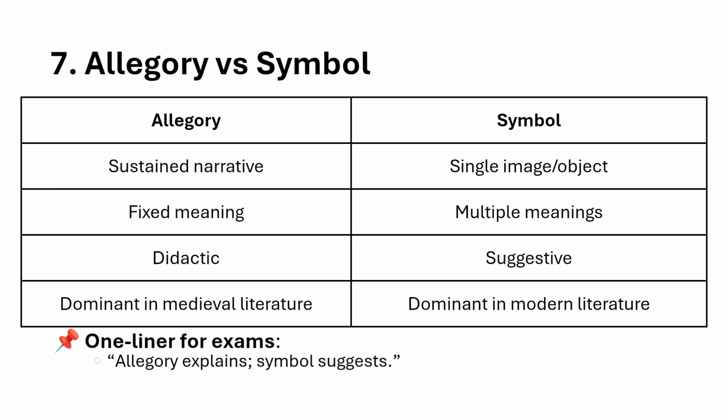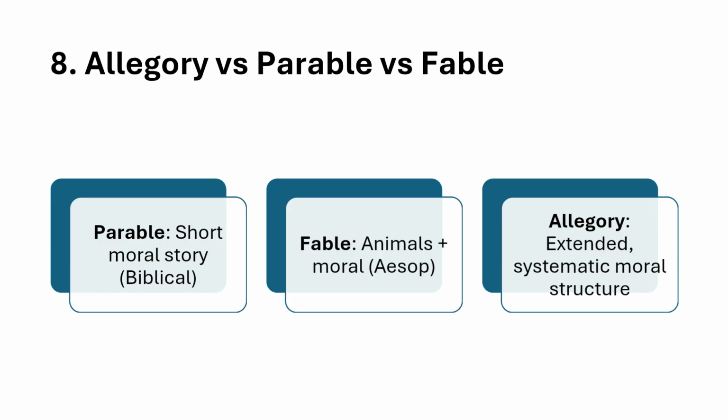Allegory vs symbol. Now a very important comparison. One-line exam answer. Allegory explains, symbol suggests. In allegory, meaning is fixed and clear. In symbol, meaning is open and suggestive. Allegory vs parable vs fable. Allegory is long and complex. Parable is short and moral-based. Fable uses animals and ends with a moral. Remember, all allegories are symbolic, but not all symbols are allegorical.